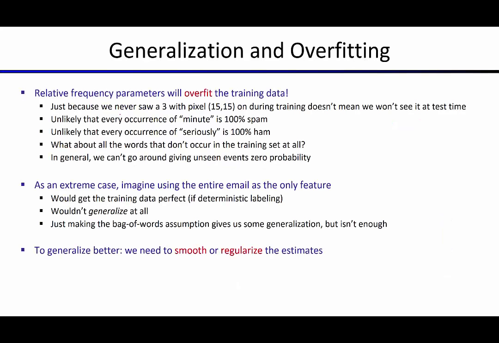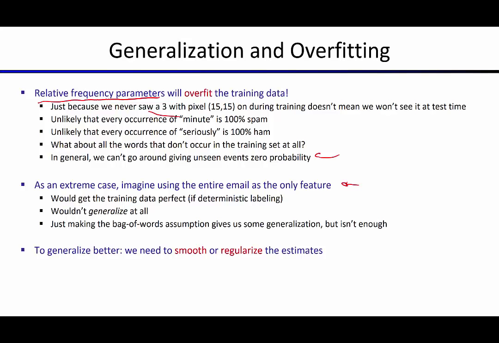So relative frequency parameters, which is what we have used in the example so far, will overfit the training data. You will detect this on your holdout data, most likely. So first example, first bullet point, then next slide. But in general, the issue here is that we don't want zero probability for anything, because it's just going to have too strong a force putting things in one direction.